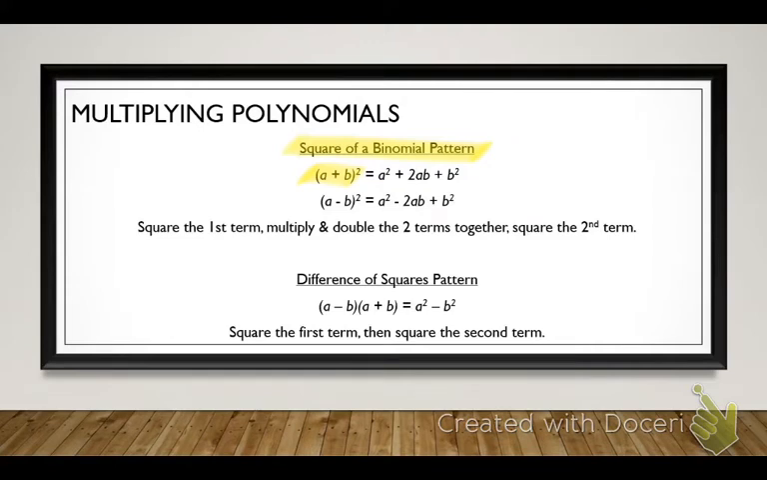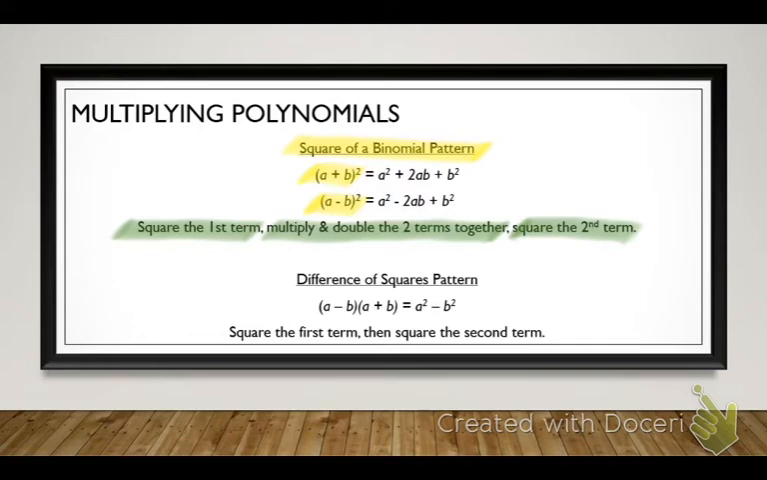So what happens when you have the sum of, or the difference of a binomial being multiplied by itself? Here's what happens. You will square the first term, multiply and double the two terms together inside the binomial, and then you will square the second term. And that's it. There won't be any combining like terms. There won't be any of that. You'll see that when we work it in just a second.